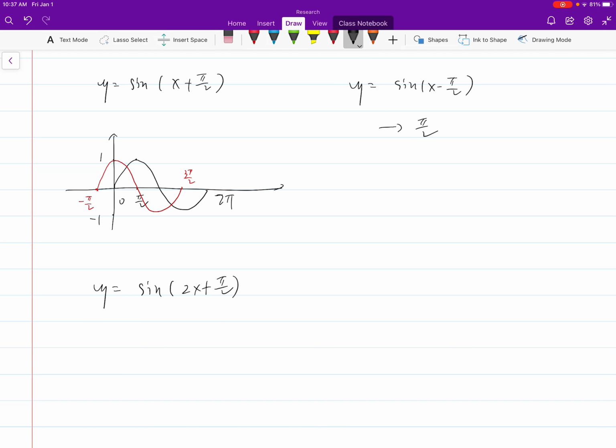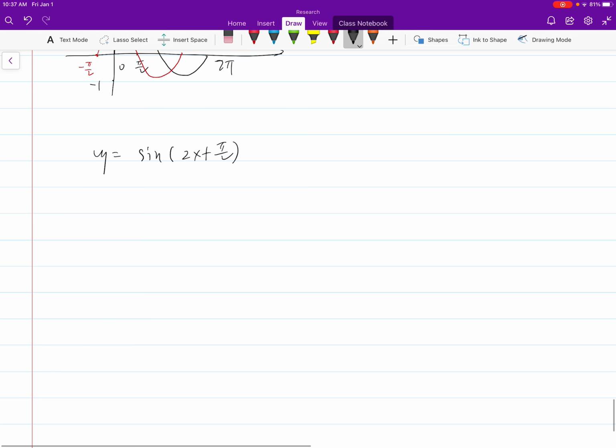The only thing that starts to become a little bit confusing is when you have a number and a shift together. For example, 2x plus pi over 2. Now, you do have a choice. Do you want to shrink it first by 2, and then shift to the left by pi over 2?